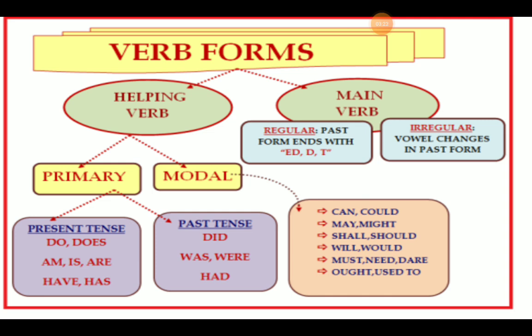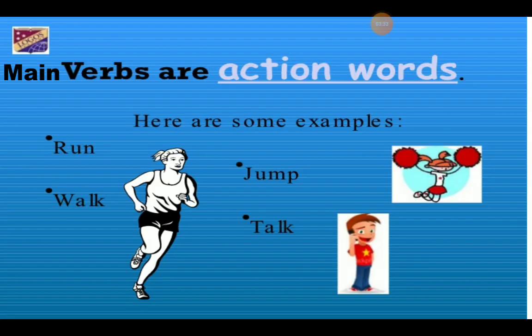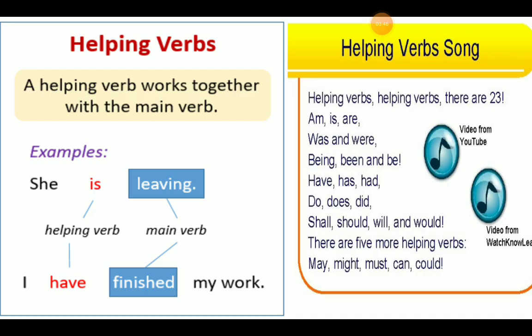So regarding verb forms, there are 2 types of verbs. One is the main verb and another one is the helping verb. As we all know, main verbs are action verbs. That is, run, walk, jump, talk, eat, sleep. These are all action words. Every action word comes under the category of main verbs.